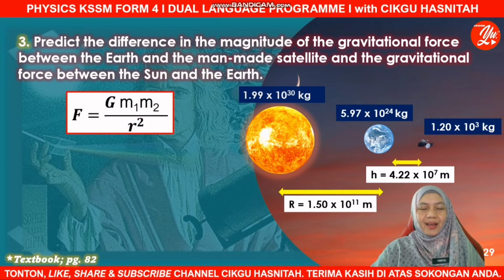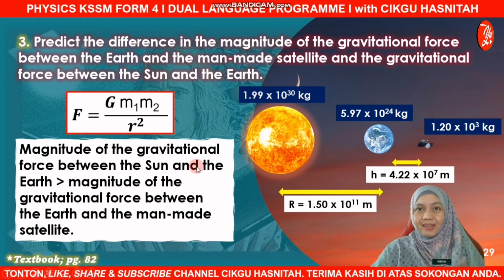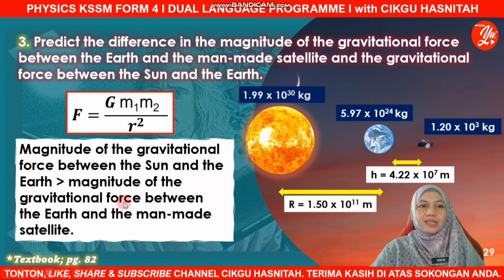Okay, very well. So actually from this equation where F equals G M1 M2 divided by r squared, and from our observation of the masses and distance given, we can say that the magnitude of the gravitational force between the Sun and the Earth is greater, yes, greater than the magnitude of the gravitational force between the Earth and the man-made satellite.